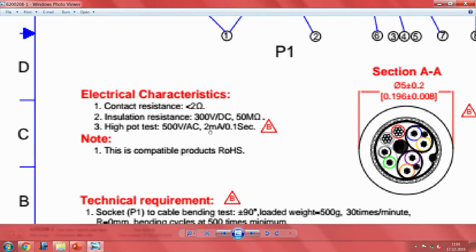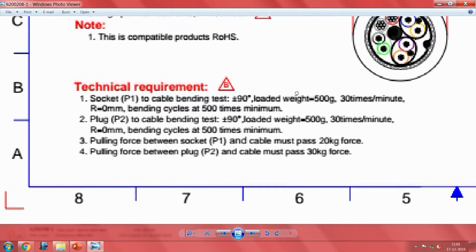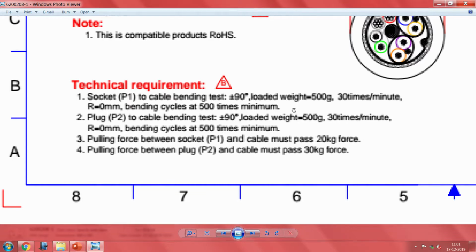One of them is the good electrical characteristics mentioned, which we need to understand all the time. One thing is it says 300 volt DC, and they have also given a high potential test saying that at a specified number of milliseconds it will not fail. And down here you see other things, such as the bending it can take, 30 times per rate, the minimum bending cycles, and all this. These are all guaranteed.